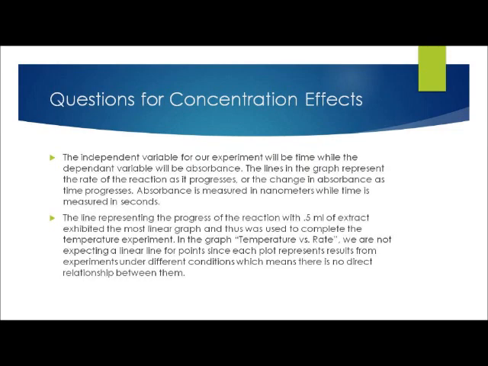The independent variable for our experiment will be time, while the dependent variable will be observance. The lines in the graph represent the rate of reaction as it progresses, or the change in observance as time progresses. Observance is measured in nanometers, while time is measured in seconds. The line representing the progress of the reaction with 0.5 milliliter of extract exhibited the most linear graph and thus was used to complete the temperature experiment.